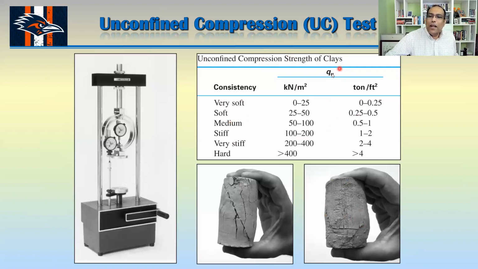For unconfined compression strength, you can see that for very soft soil, this is 0 to 25 kPa. For soft soil, 25 to 50 kPa. Medium soil, 50 to 100. Stiff soil is 100 to 200. And very stiff is 200 to 400. And hard soil greater than 400 kPa. And this one is in another unit here.